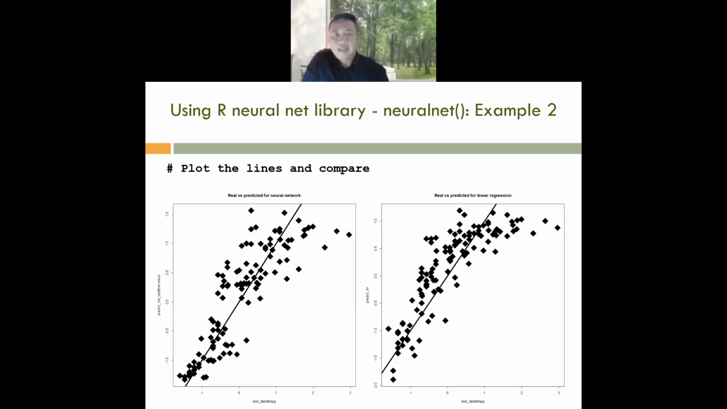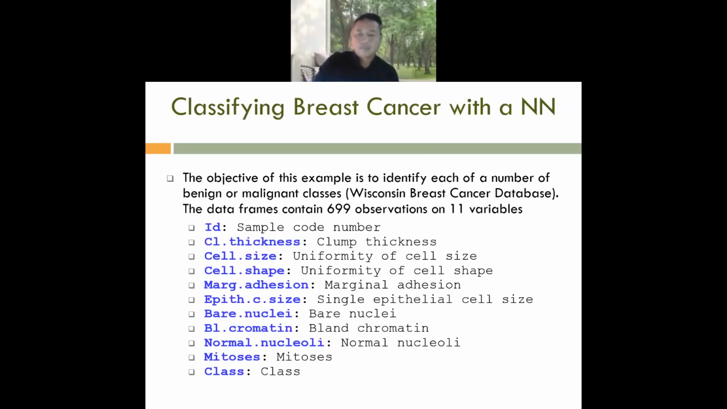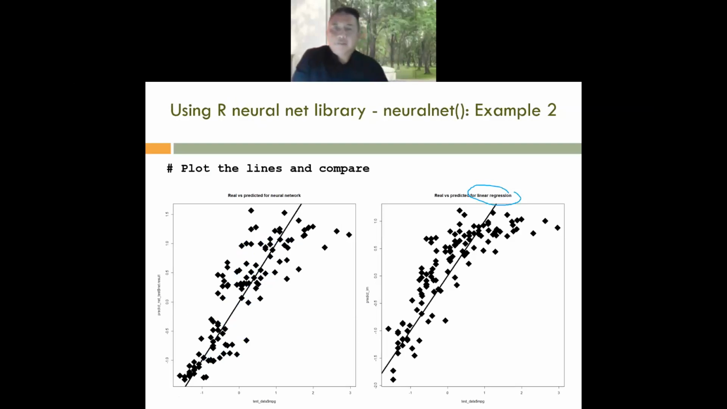And if we plot them, this is what we get. So the slope is almost the same. Okay, but this is the real versus predicted value for neural network. But this is for linear regression. Any questions?